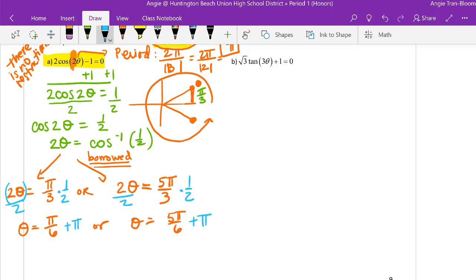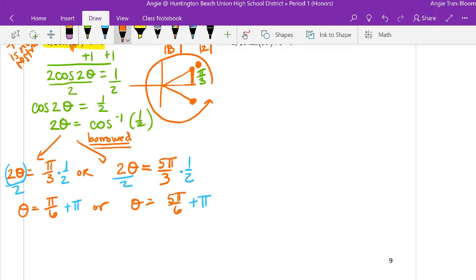Okay, you need to add a period. So pi over 6, we have to keep that, but what if I keep on going? If I get to pi over 6 plus pi, is that still within 0 to 2 pi? Well, pi is really 6 over 6. So think of it as pi over 6 plus 6 pi over 6. This is now 7 pi over 6. Well, that's still less than 2 pi. I can totally have that.